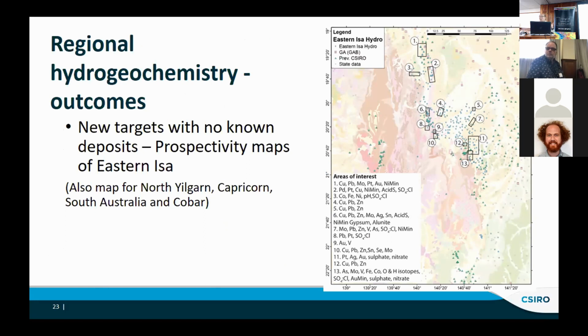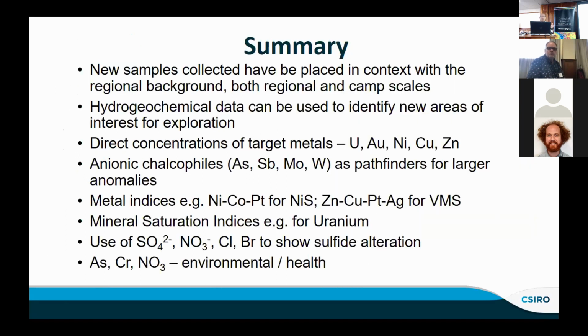The report will be out early next year. I don't have time to go through every one of them, but it will show new areas for exploration in the East Isa region. That summary just sums up what I've said: it's really important to tie your new data against a backdrop of regional data, and you can't use data on its own.